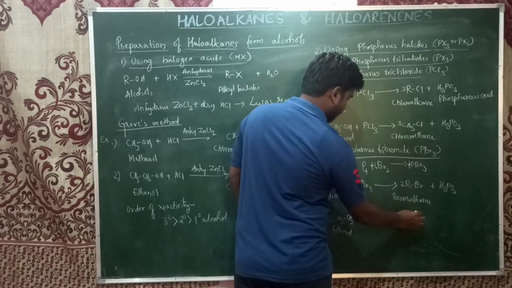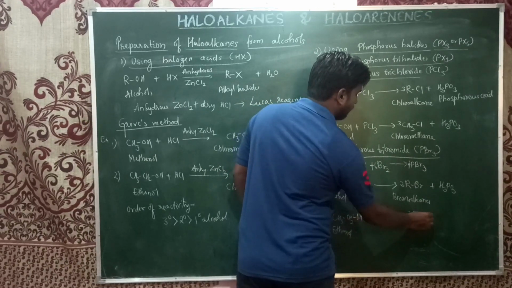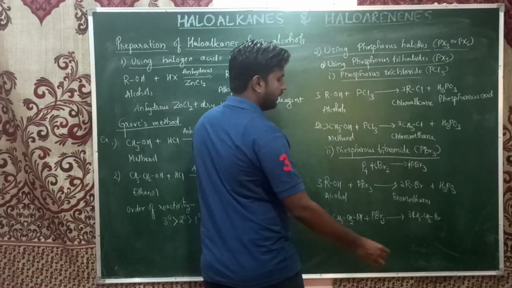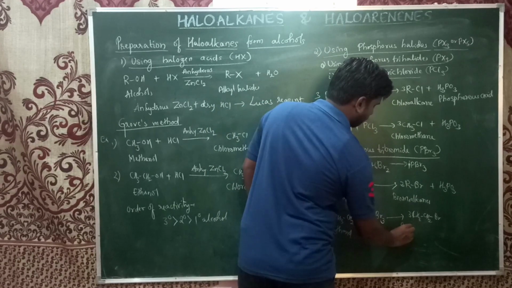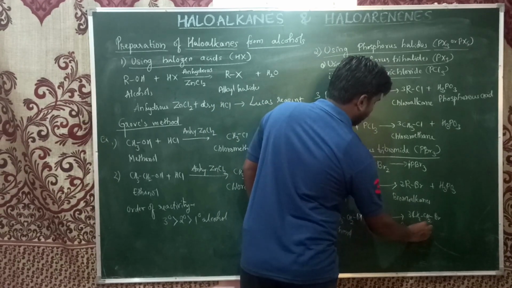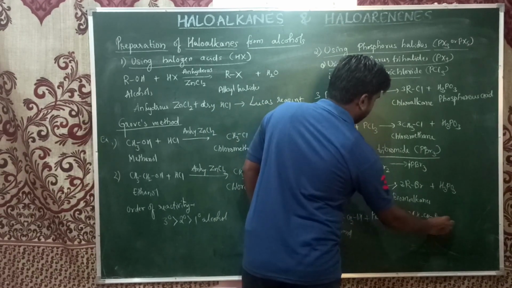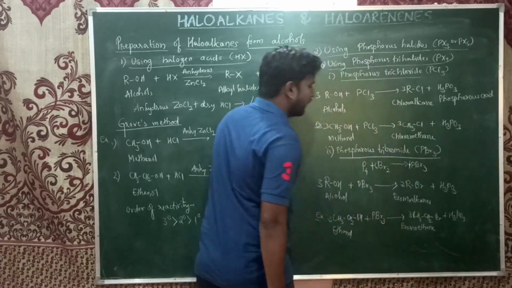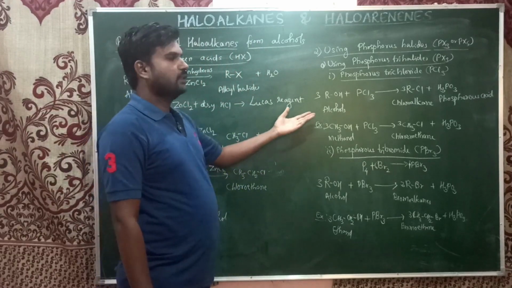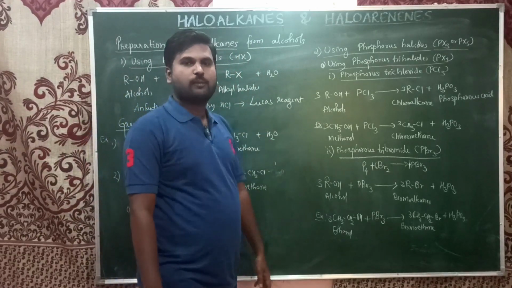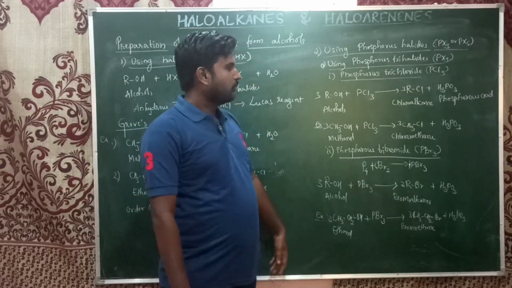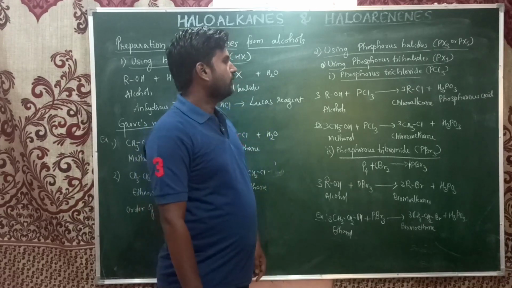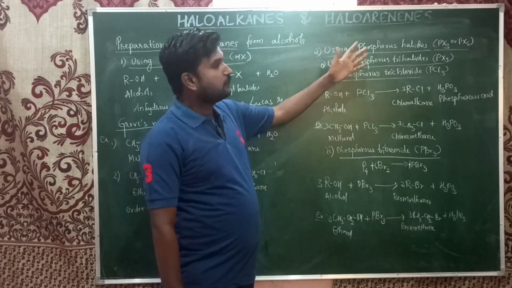Here we get CH3CH2Br, bromoethane or ethyl bromide, with the elimination of phosphorous acid. Okay, this is a very common reaction. So both phosphorus trichloride and phosphorus tribromide react in the same manner to give us alkyl chlorides and alkyl bromides. So now we'll see the reactions of phosphorus pentahalides.